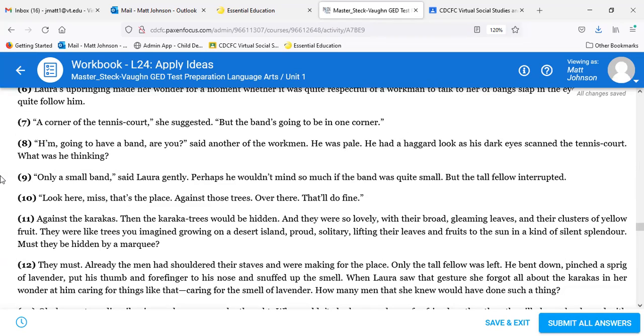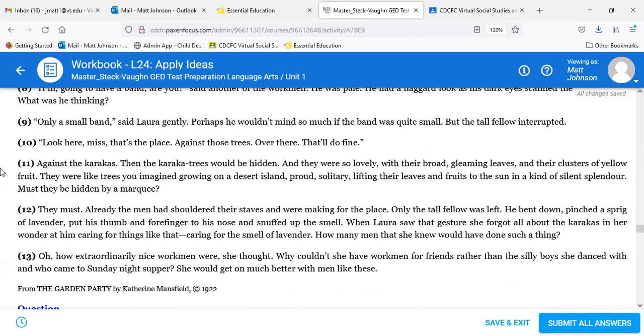Then the karaka trees would be hidden, and they were so lovely, with their broad, gleaming leaves and their clusters of yellow fruit. They were like trees you imagined growing on a desert island, proud, solitary, lifting their leaves and fruits to the sun in a kind of silent splendor. Must they be hidden by a marquee? They must. Already the men had shouldered their staves and were making for the place. Only the tall fellow was left.